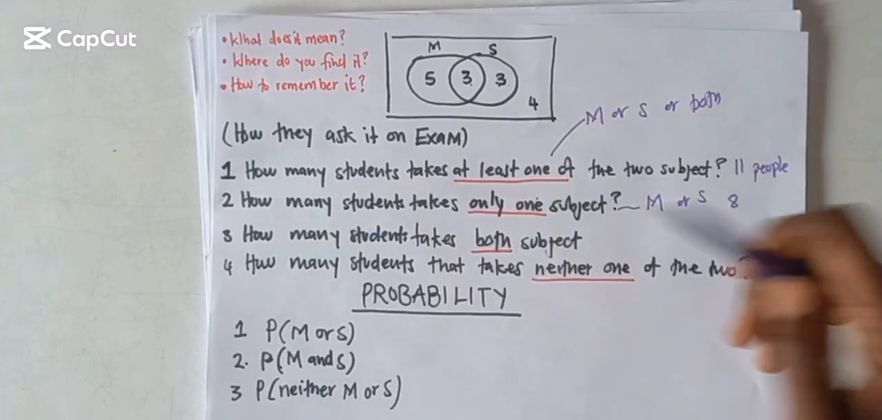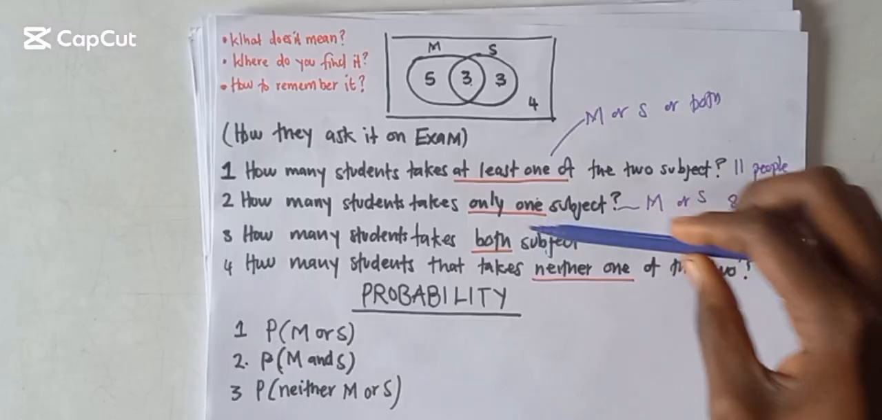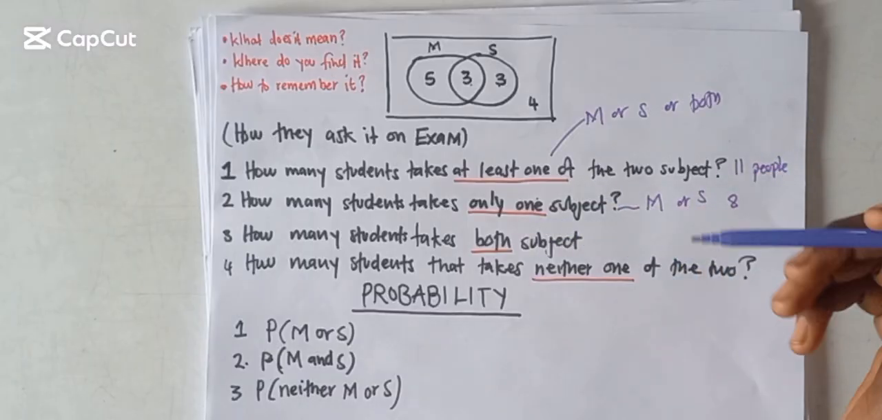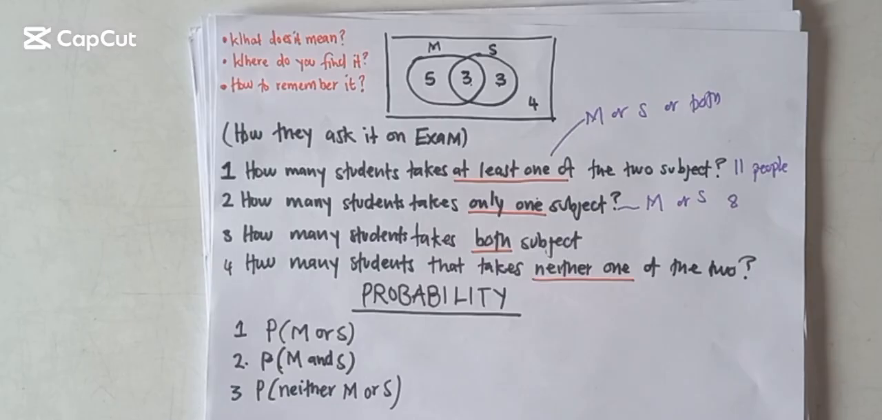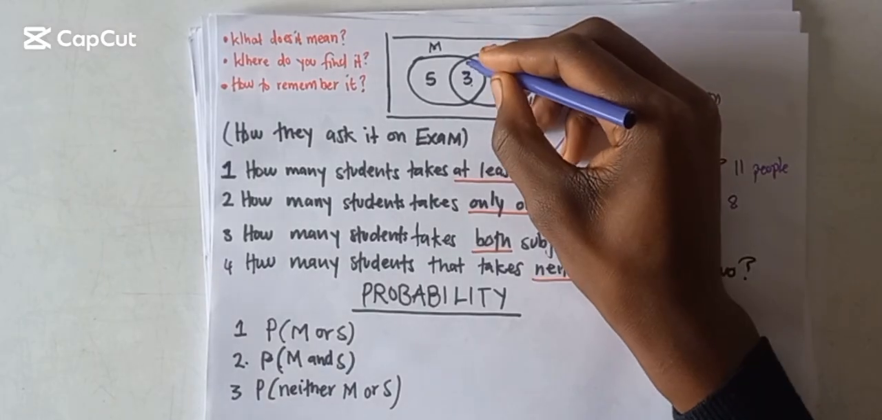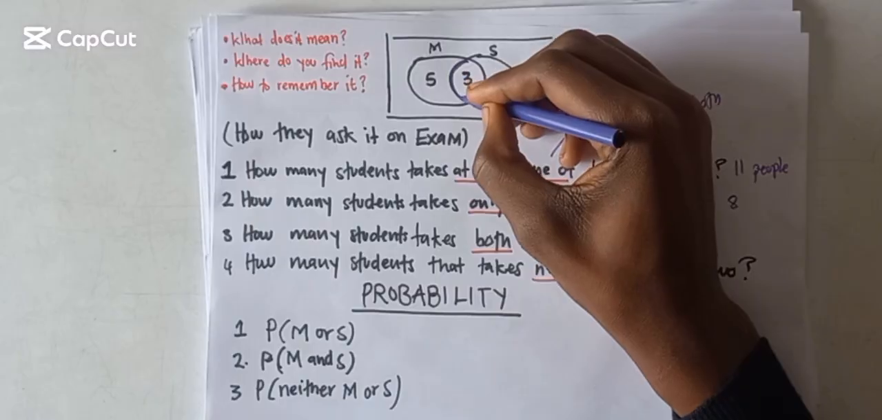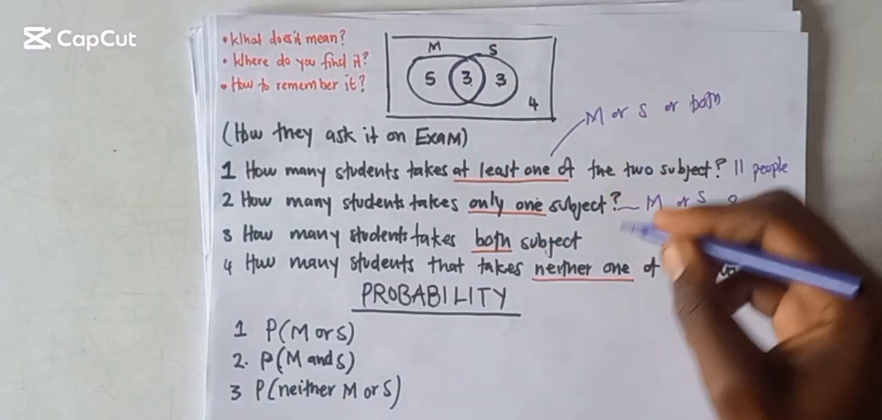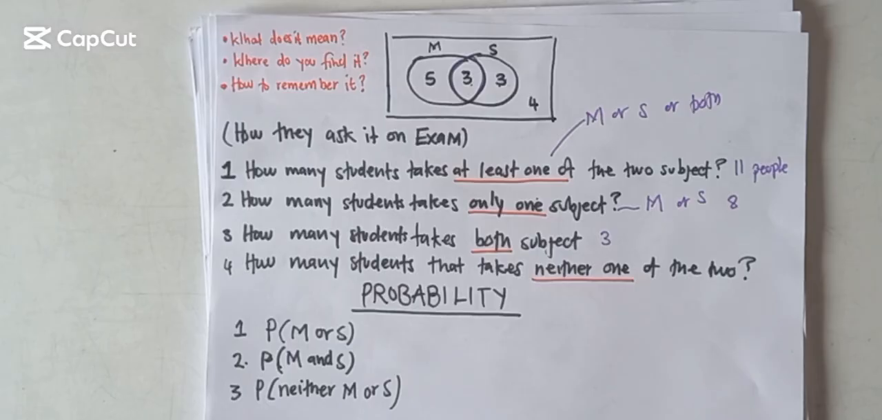The third one said: how many take both subjects? This one is very simple. The ones that are taking both are the ones that take maths and science. Where do you find them? Find them in the Venn diagram. They are the ones in the intersection. This is where we find both. How many of them? It is 3 students in total.